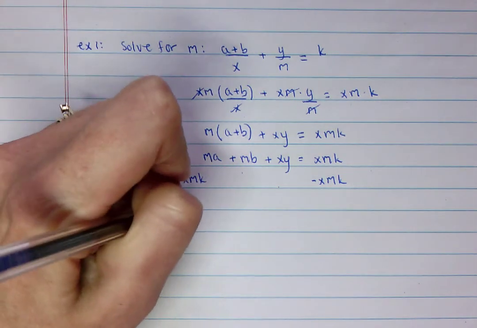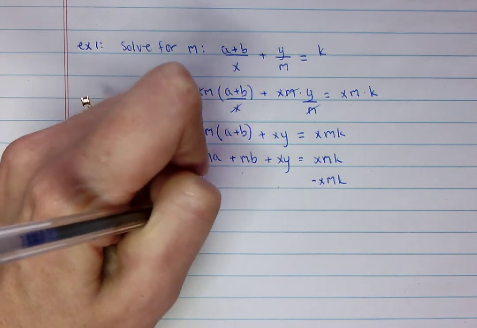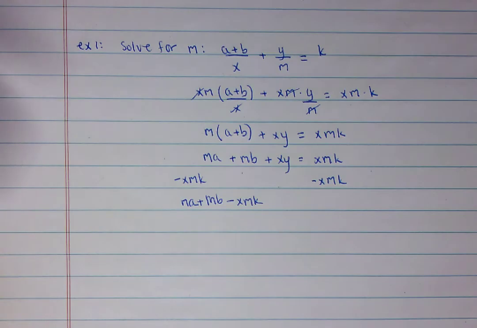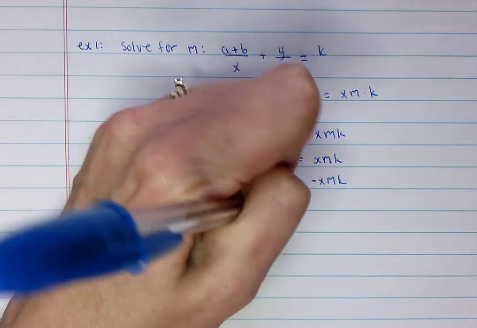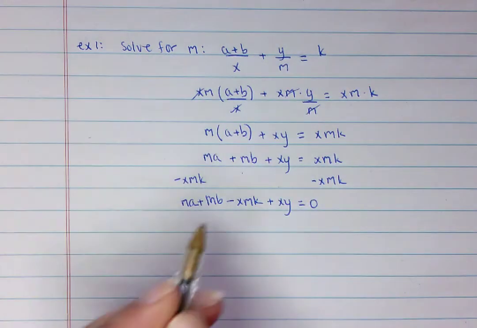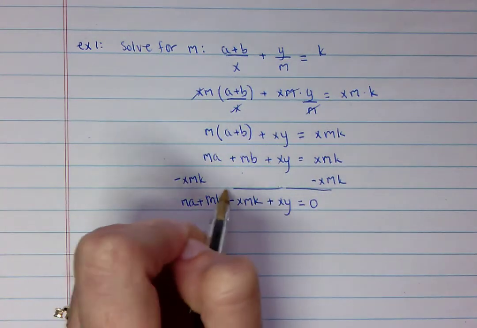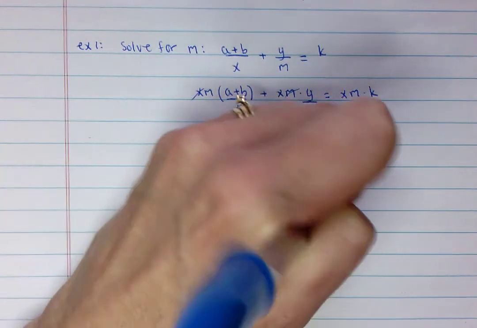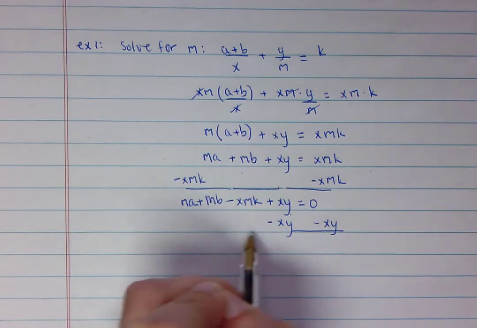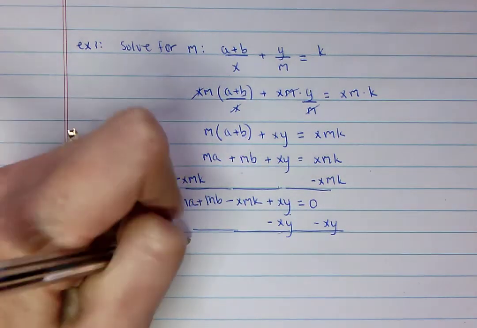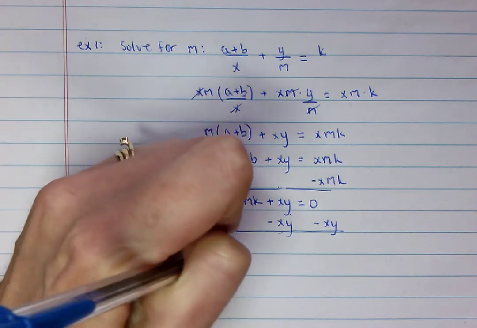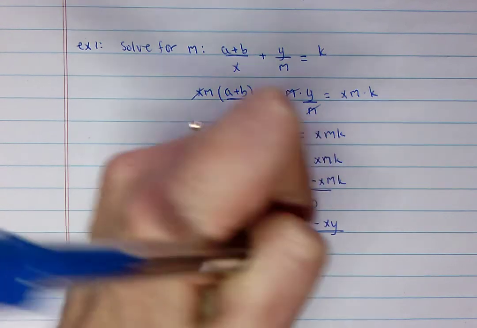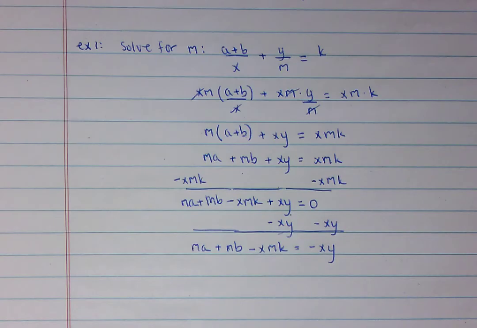So ma plus mb minus xmk, and right now we have plus xy equals 0. That's what we have right now. Then we're going to subtract this over here on the right side, and again that's going to get all the stuff with the m's on the left, and this will be on the right side that doesn't have any m's in it.